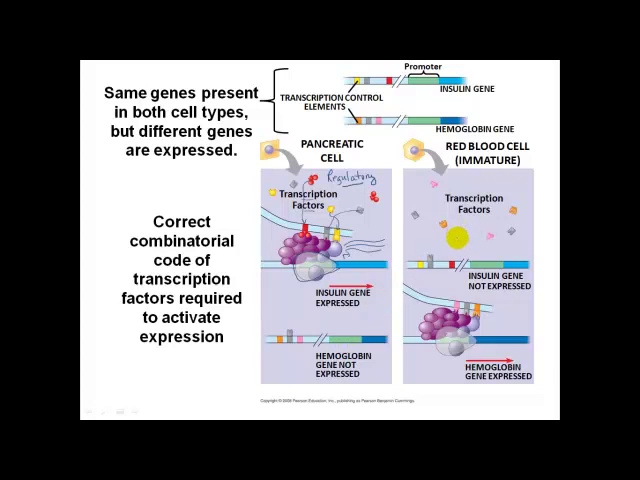We'd see the reverse situation in the immature red blood cell. The correct transcription factor population to express the hemoglobin gene would be present, but we'd be missing essential transcription factors that are required to activate the insulin gene, right? So our proteins that bind here at yellow and red that were expressed in the pancreatic cell are not expressed in the red blood cell, and so we don't see the insulin gene being switched on, right?